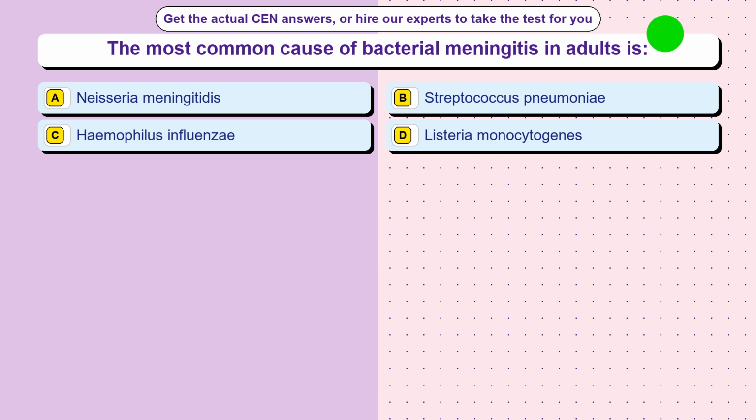Question 62. The most common cause of bacterial meningitis in adults is Option A, Neisseria meningitidis. Option B, Streptococcus pneumoniae. Option C, Haemophilus influenzae. Option D, Listeria monocytogenes.